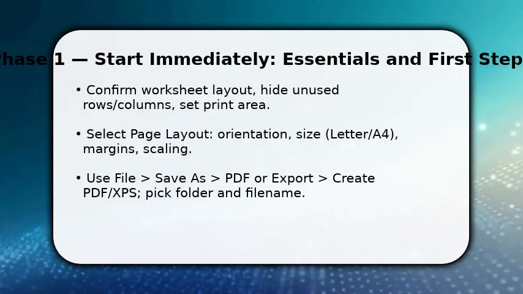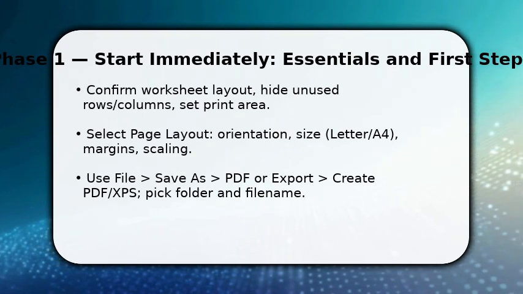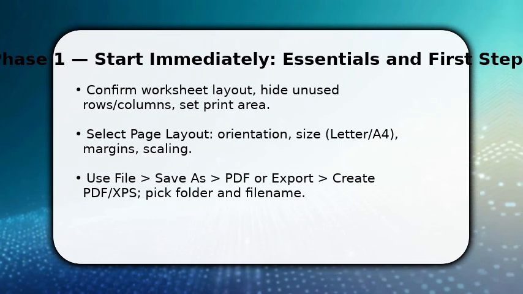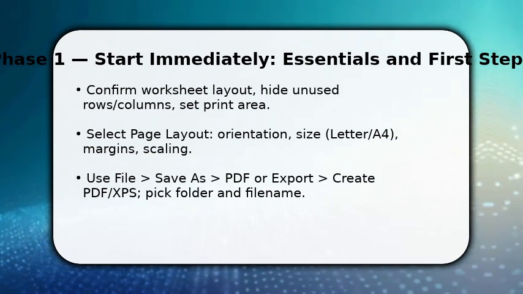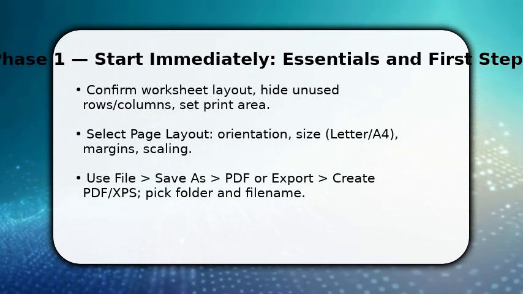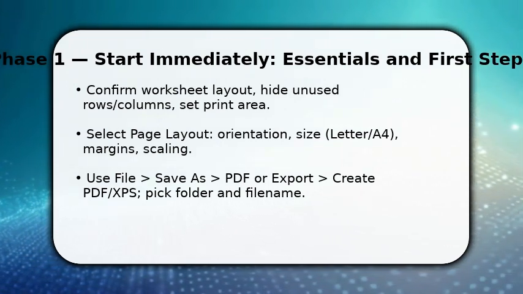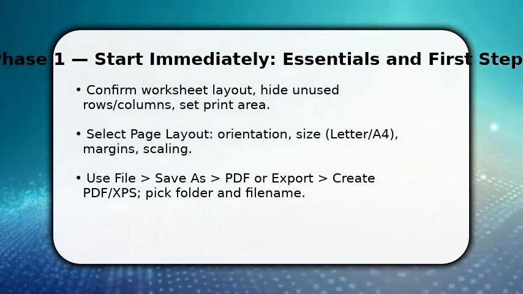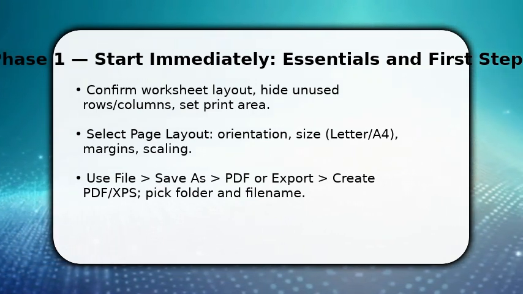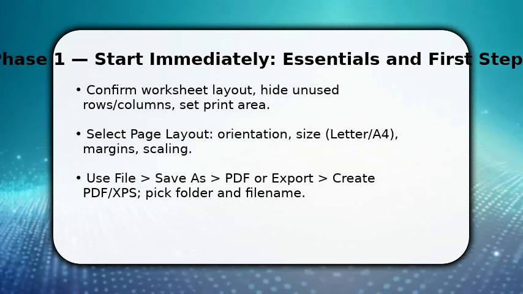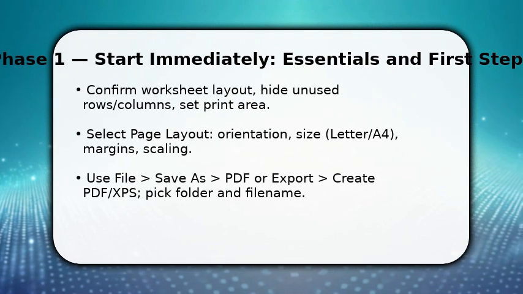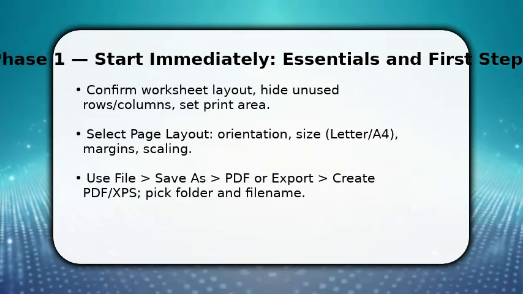You start by prepping the sheet so your PDF looks professional. First, set the print area and hide any stray rows or columns. This prevents blank pages. Next, choose page layout options, orientation, paper size, margins, and scaling, because PDF output follows these settings. Once done, go to File and select Save As or Export, then choose PDF. Make sure to name the file and pick the target folder. This first export confirms your basic layout and saves time downstream.